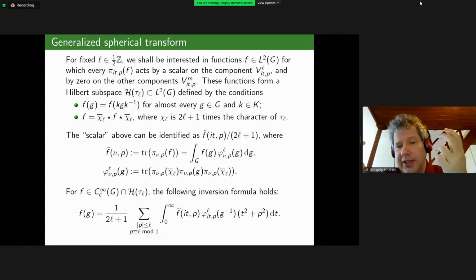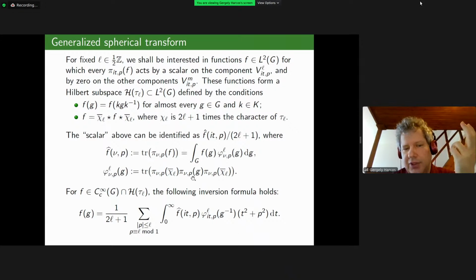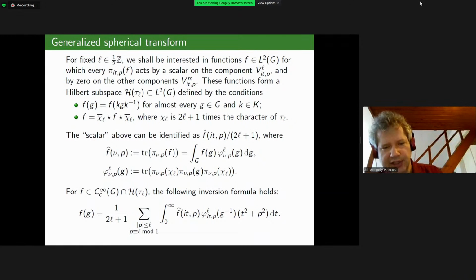If you act by a scalar on a space of dimension 2l+1, then the trace is 2l+1 times that scalar. And the trace itself can be calculated just by plugging in, as an integral of f(g) times what we call the spherical trace function. So the spherical trace function is defined from the group action in a straightforward way like this. Although this definition is a bit abstract, and later we'll have to see more concrete descriptions.